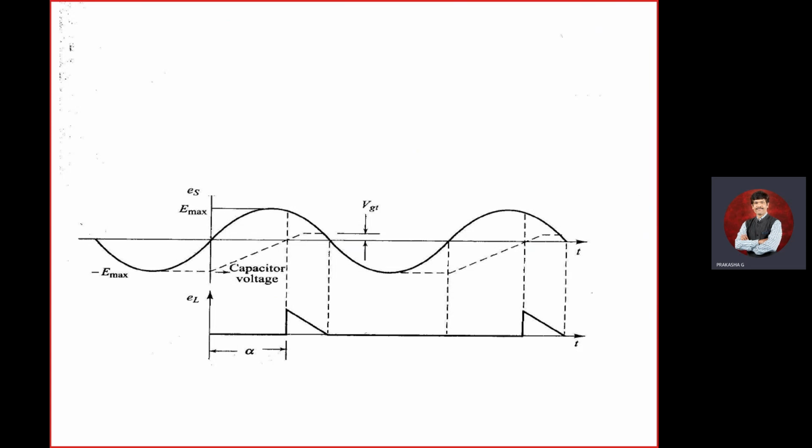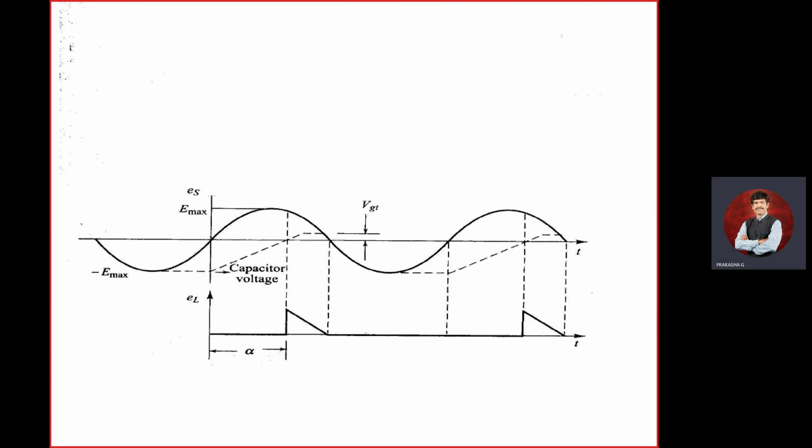But in the RC circuit, the triggering can happen anywhere between 0 to 180 degrees. That is the difference between R triggering and RC triggering. In RC triggering, the triggering happens almost after 90 degrees. See this, this is the alpha, the delay, how much time it takes for triggering your circuit.